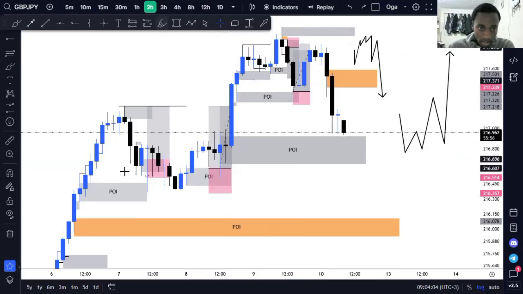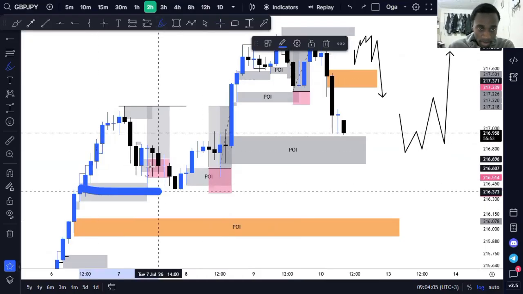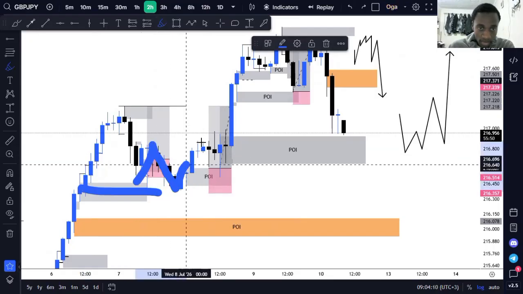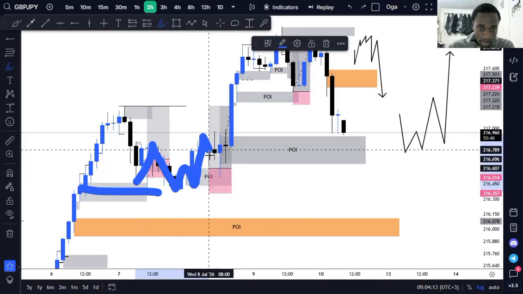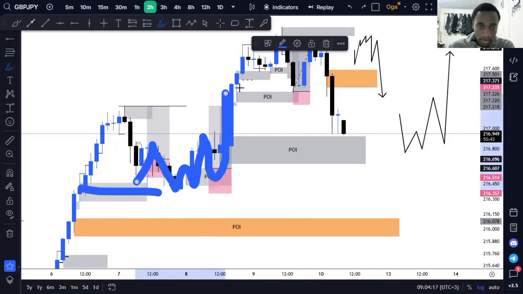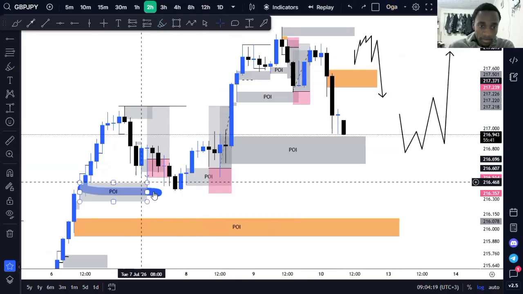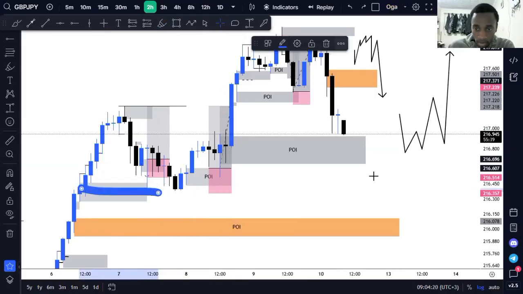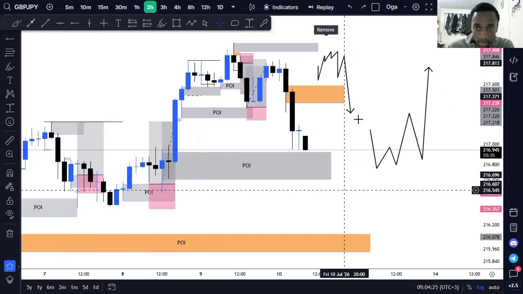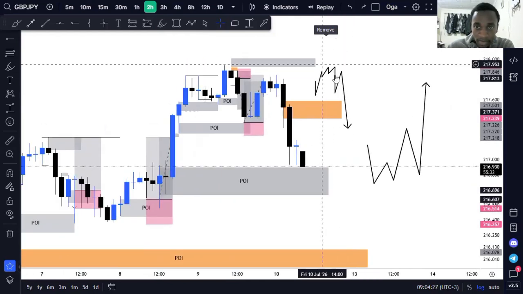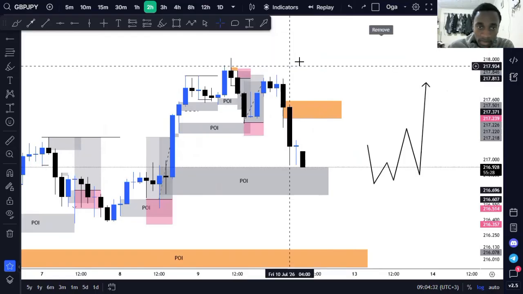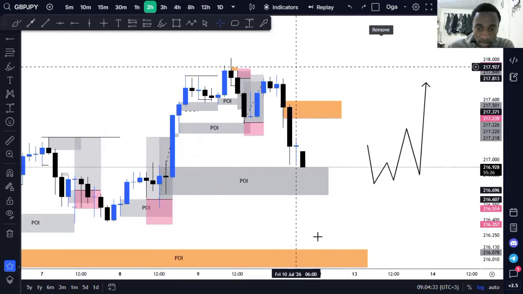You can see the other time it reacted to this point and then pushed higher, left a structure, and then took out the opposing liquidities, then pulled back and continued the move. So that's the exact thing I'm waiting for. So let's see how it's going to play out. Let me just clear all these. Yeah, so that's it.